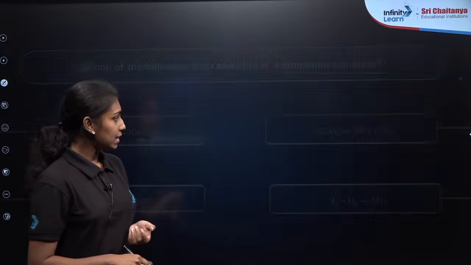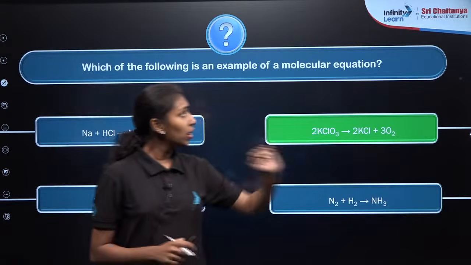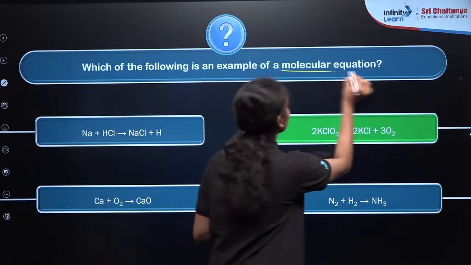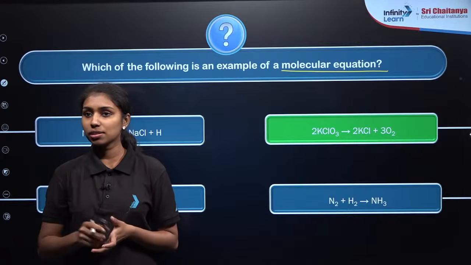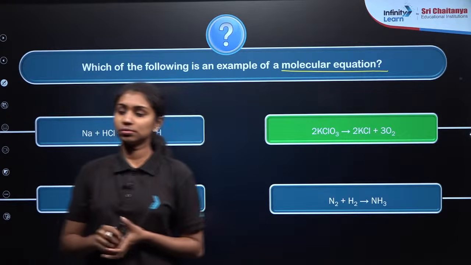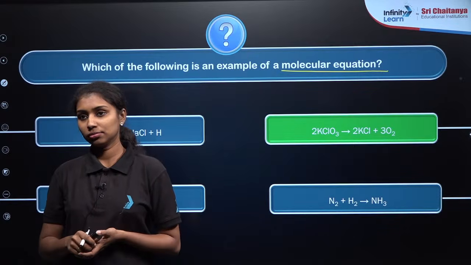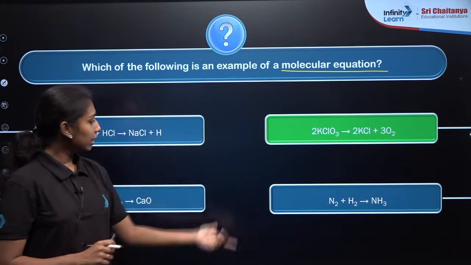Okay, let's see what the answer is. Option B is the correct answer, right? 2 KClO3 gives 2 KCl plus 3 O2. So what do you mean by a molecular equation? What is the basis of a molecular equation? How can we define a molecular equation? Okay, what is the difference between this reaction and the other 3 reactions?